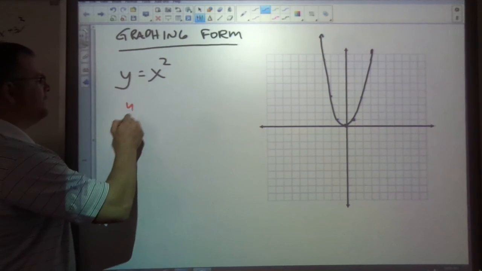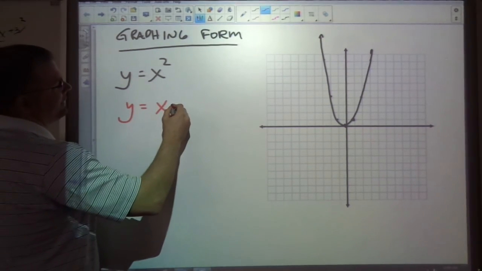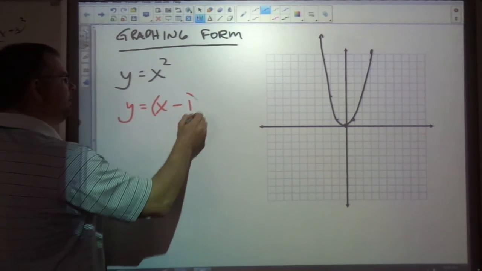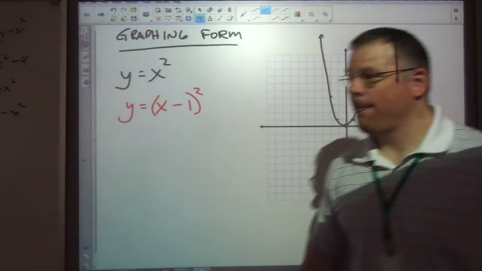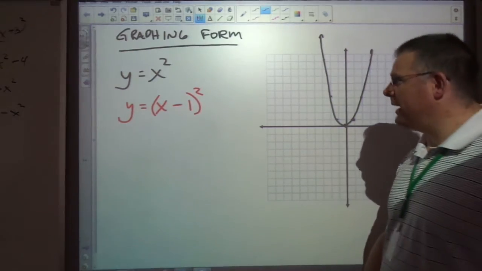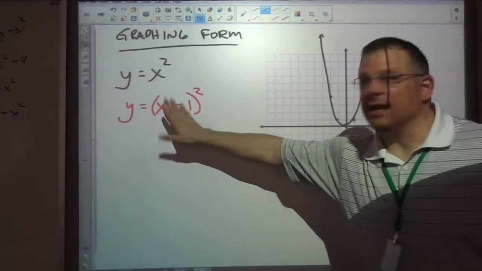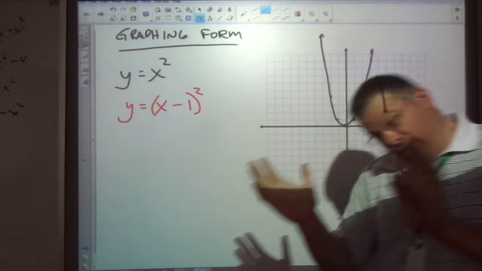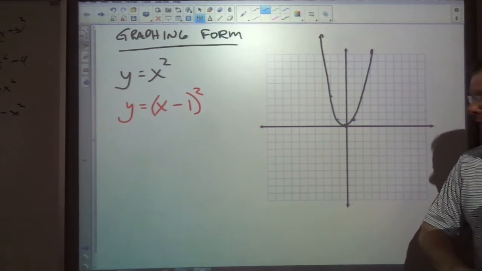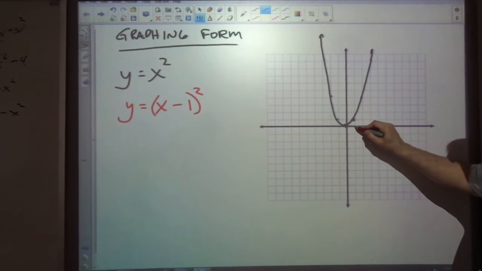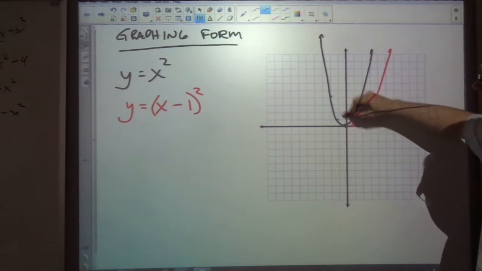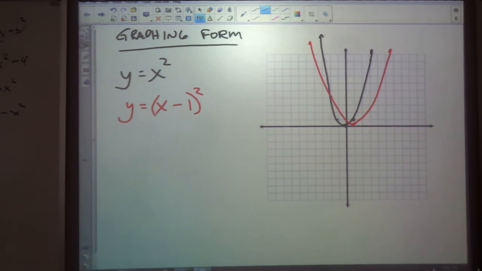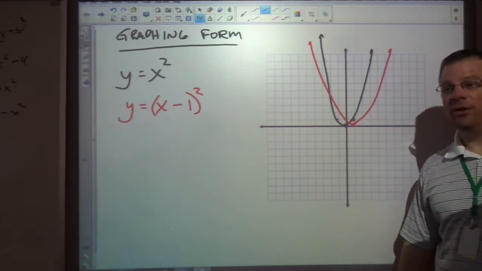Now, some things that we've explored, I'll do in red first. What happens if we subtract a number from inside that squaring? What does that do to the parabola? Charlie? Shifts it to the right. So if it's negative, it actually moves it the other way. It moves it positive, right? It slides it 1 over. So it would be something like this. The same shape, just sliding 1 over.